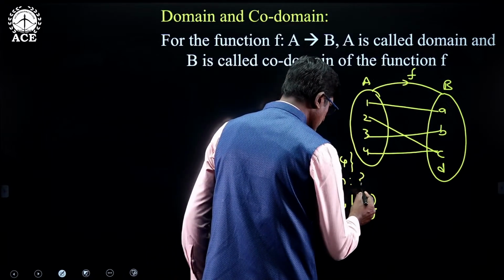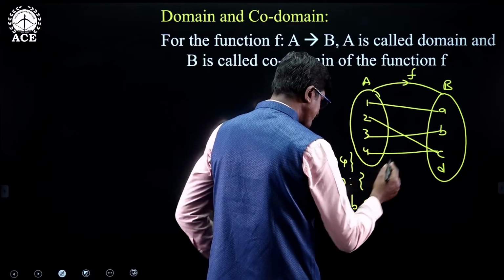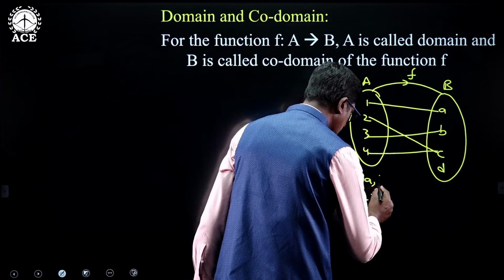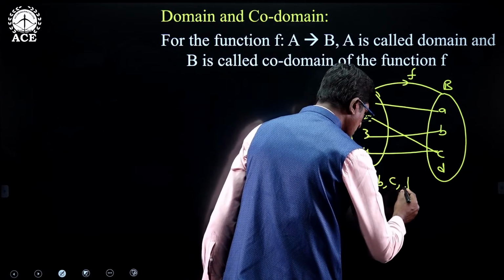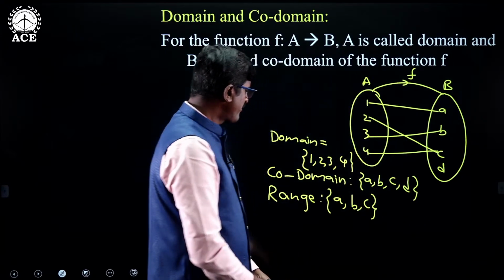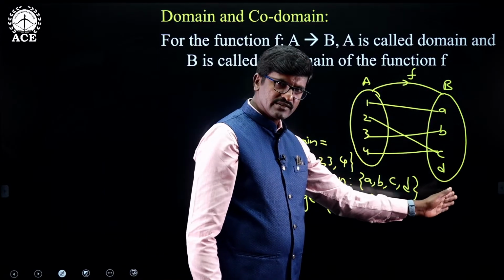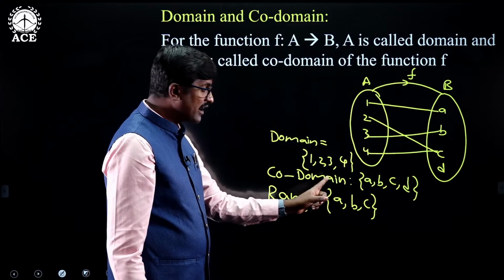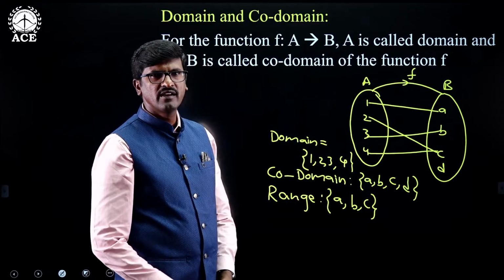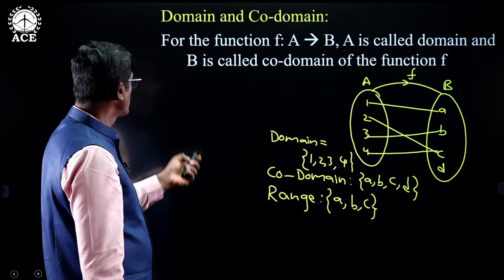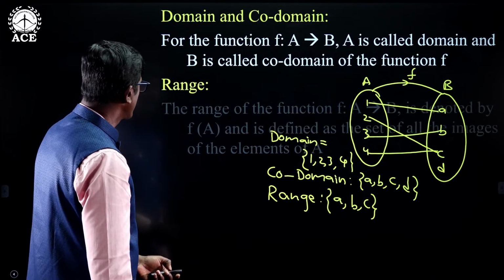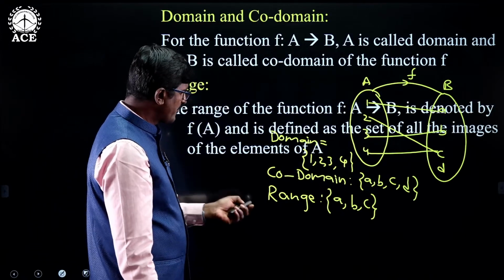Codomain is nothing but the set of all elements in B, that is A, B, C, D. So the set of all elements in A is the domain. The set of all elements in B is the codomain. The set of all images in B is called range. This is about domain, codomain, and range. So these are the definitions.